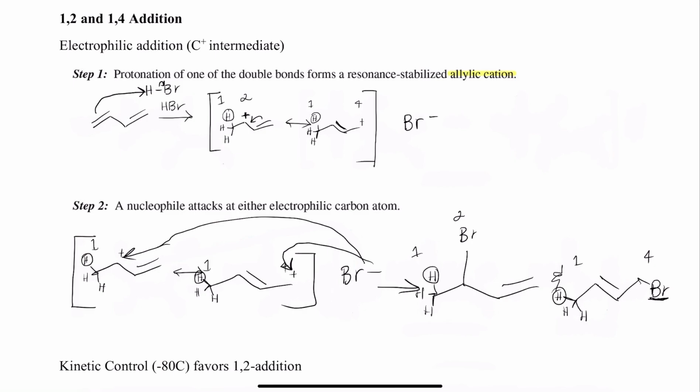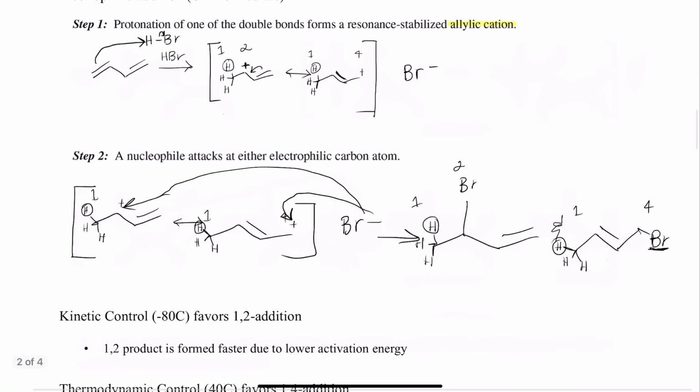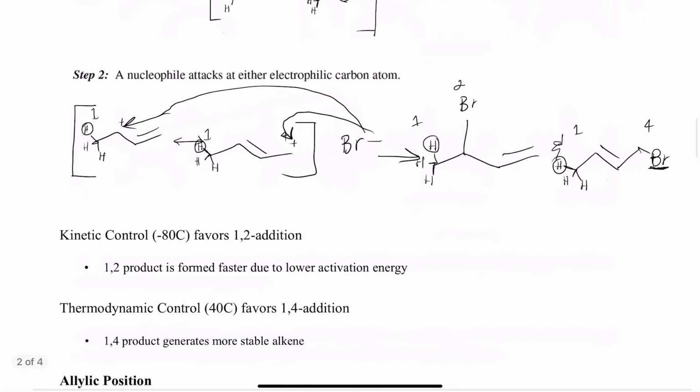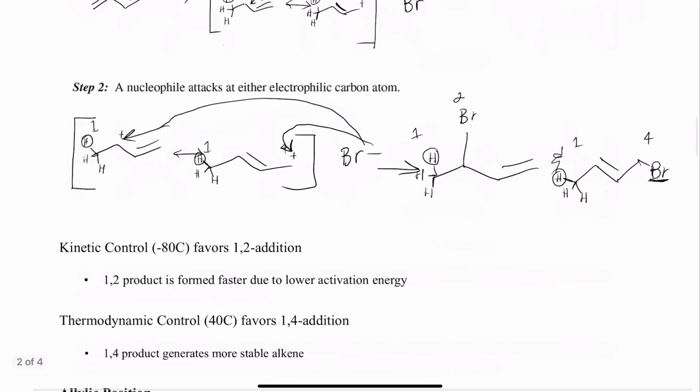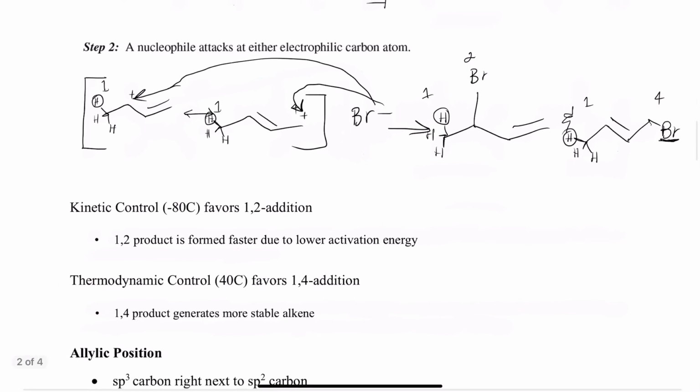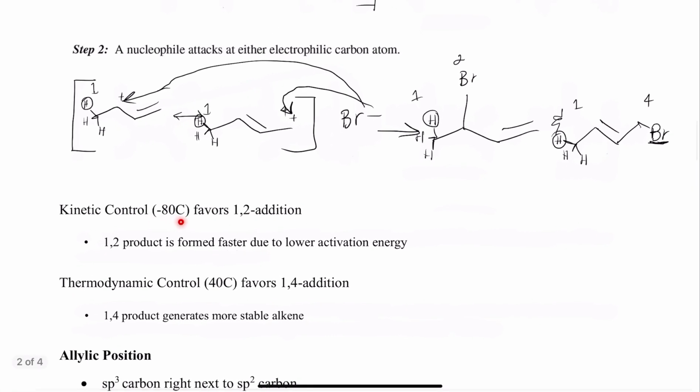So we can influence the reaction conditions, and we could determine, based off of our kinetic or our thermodynamic control, what our major product will be, how our kinetic and our thermodynamic control is going to influence our addition. For example, the kinetic control is going to be, this reaction will be performed at minus 80 degrees. So this is going to be a much cooler temperature, and our kinetic control is going to favor our 1,2 addition.